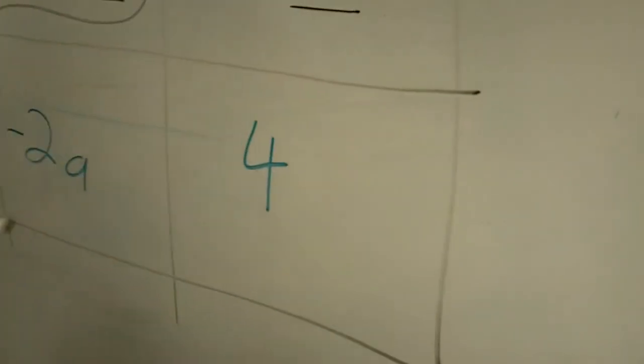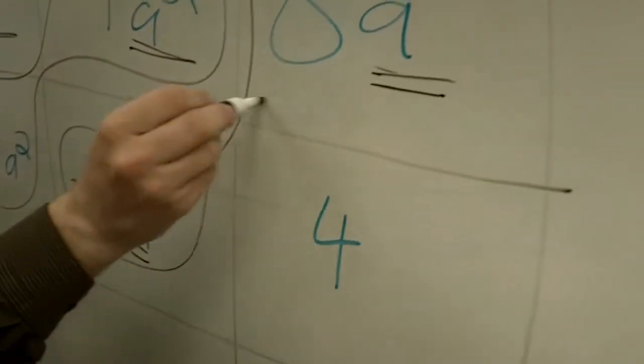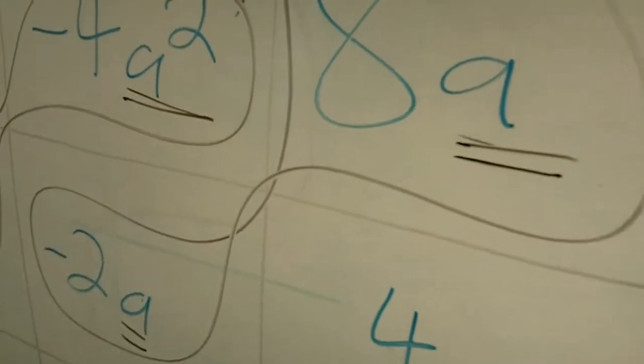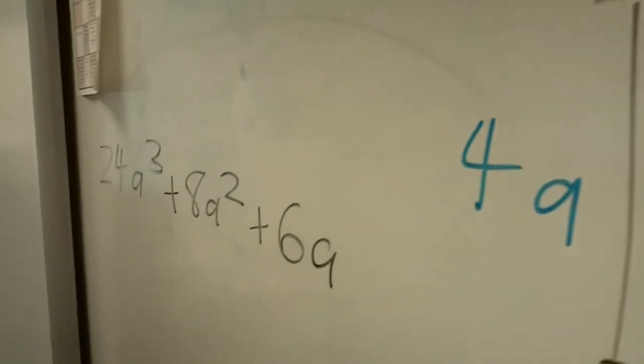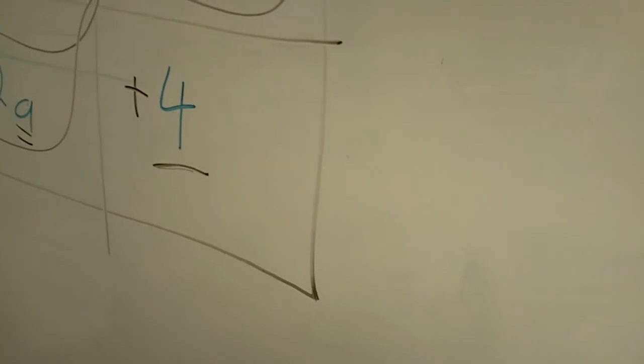Yeah. So it'd be 4A squared. Now careful. That'd be 6A. Oh, 6, sorry. Plus 6A. Okay. And last but not least, we got this little 4, and I should have written a plus next to that. We just dropped it. Plus 4.